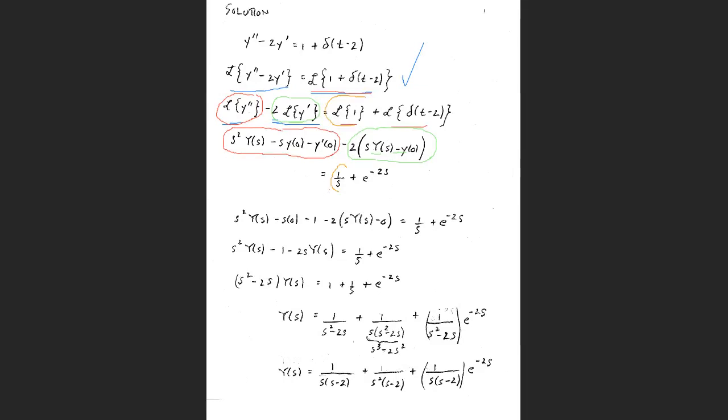And then the Laplace transform of the Dirac delta function, that is going to equal e to the negative 2s power. There's a formula in section 7.5, formula 3 from theorem 7.5.1, that gives the formula for the Laplace transform of the Dirac delta function.